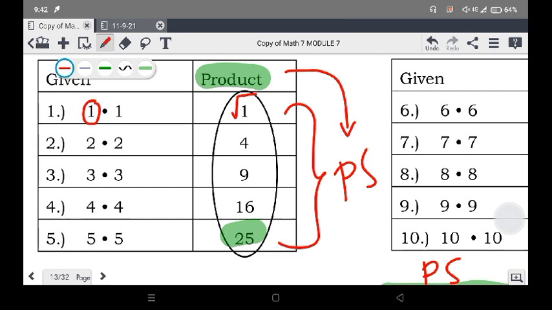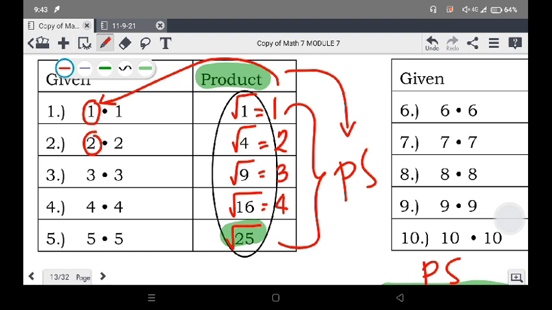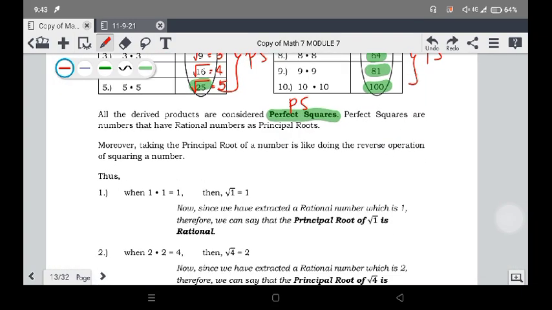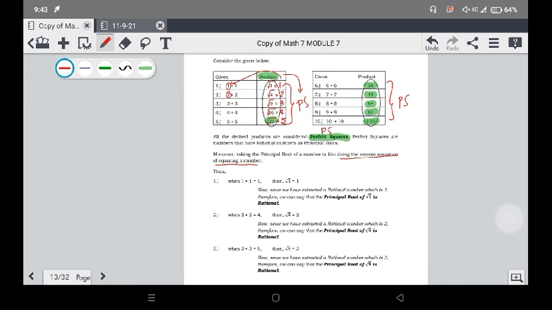So, square root of 1 is equal to 1. Nagbalik siya, diba. The same goes to your square root of 4. It will go back here. Therefore, square root of 4 is equal to 2. For the square root of 9, of course, the answer will be 3. Square root of 16, it will be 4. Square root of 25, it will be 5. So that's what it means when it says doing the reverse operation of squaring a number.